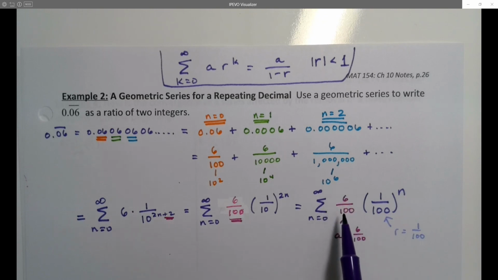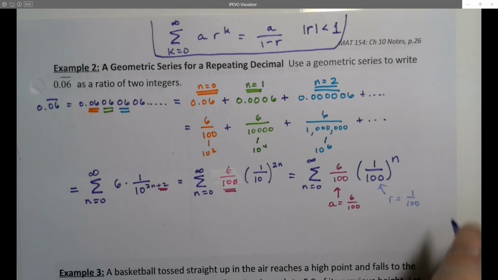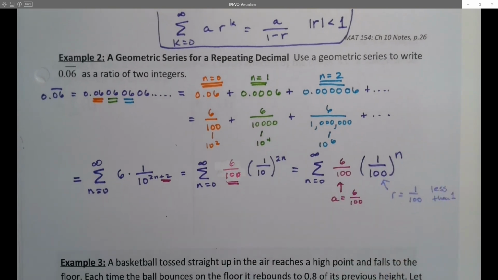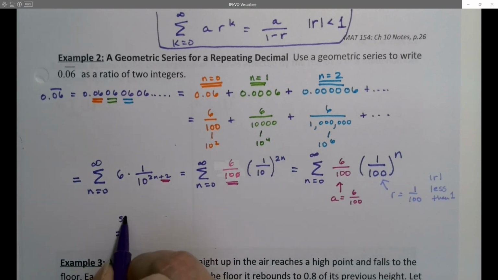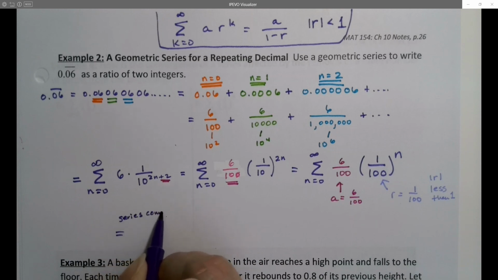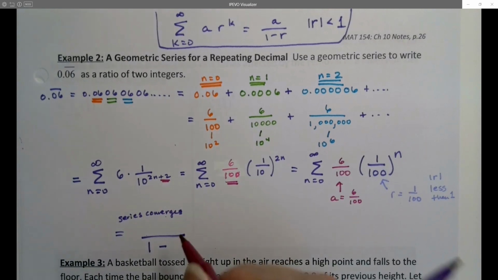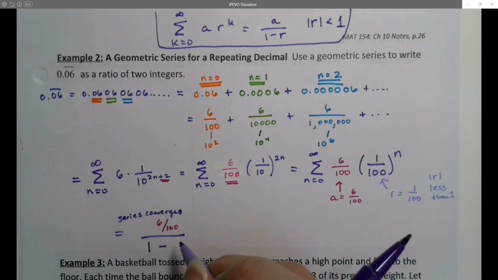I have my A right here. I have my R right here to my n power right there. And since R is less than 1, that means that it converges. Well, technically the absolute value of R is less than 1, right? Therefore it converges, and I can write what it converges to right now. So therefore the series converges to A, which is 6 over 100, over 1 minus R, which is 1 over 100.